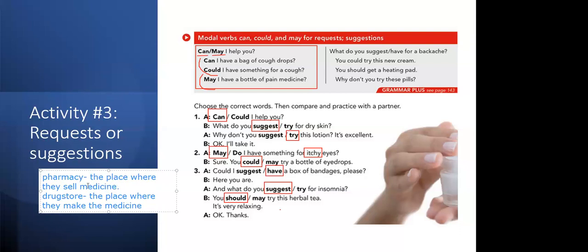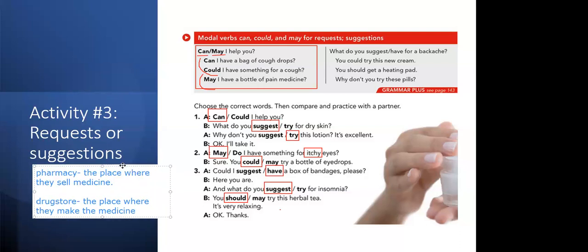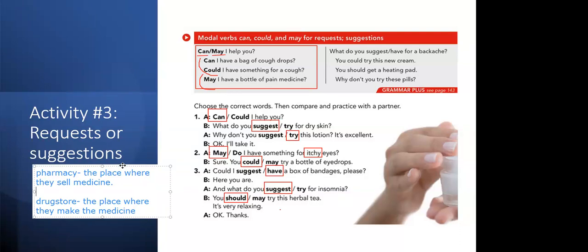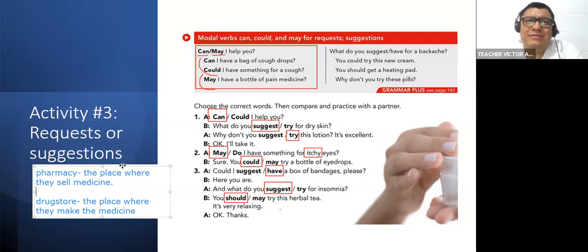Drugstore is to make medicine, or to distribute medicine. The place to make medicine is laboratories. But in drugstores, they don't make medicine, they distribute it.